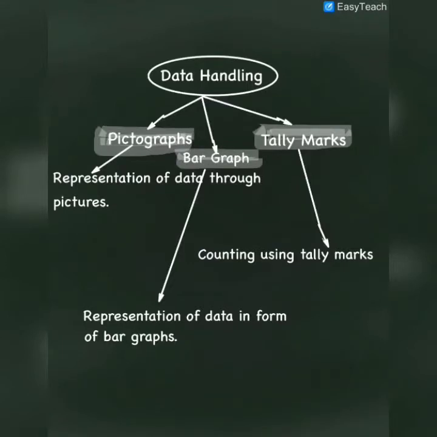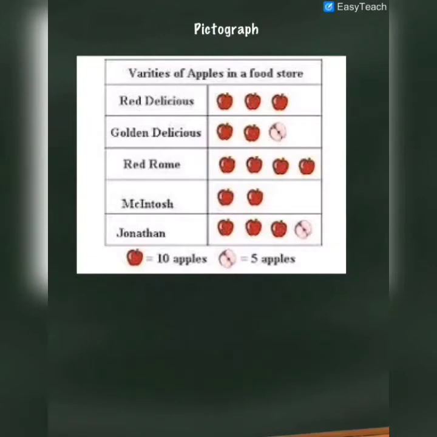There are some methods through which we can count data correctly. Those methods are pictograph, bar graphs and tally marks. What are pictographs? Pictograph is representation of data through pictures. In bar graph, we represent data in the form of bars. And in tally marks, we count data using tally marks. Let's see some examples of this.